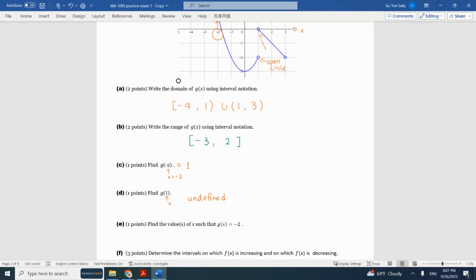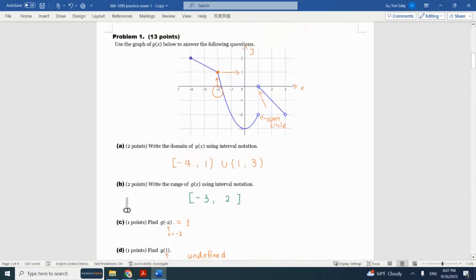Okay, part E. Find the values of x such that g of x equals -2. So remember, g of x is actually y. So y is g of x. Y is the output. So we're talking about the output y is -2. Find the corresponding x values.